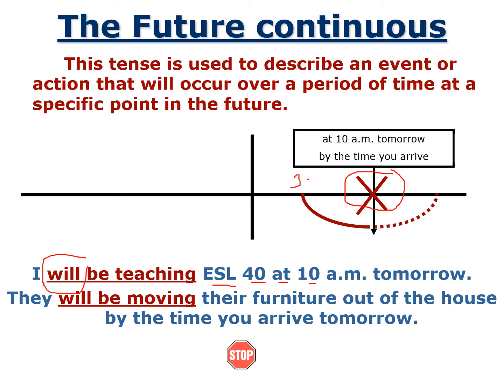They will be moving their furniture out of the house by the time you arrive tomorrow. So by the time you will be here tomorrow, you will be moving. You will find that they started moving. They will start moving their furniture. So here, this is the future.